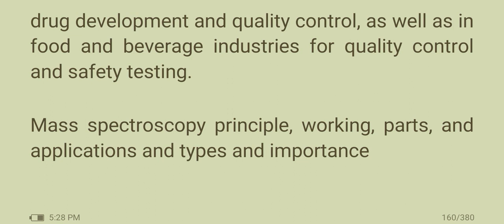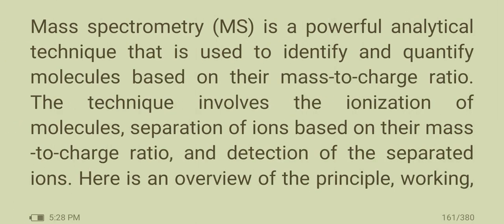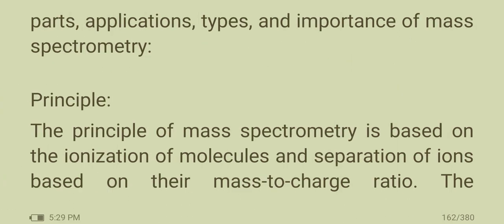Next is the mass spectroscopy principle, working parts, applications and types along with its importance. Mass spectrometry is a powerful analytical technique that is used to identify and quantify molecules based on their mass to charge ratio. This technique involves the ionization of molecules, separation of ions based on their mass to charge ratio, and detection of the separated ions. Here is an overview of the principle, working parts, application, types, and importance of mass spectrometry.